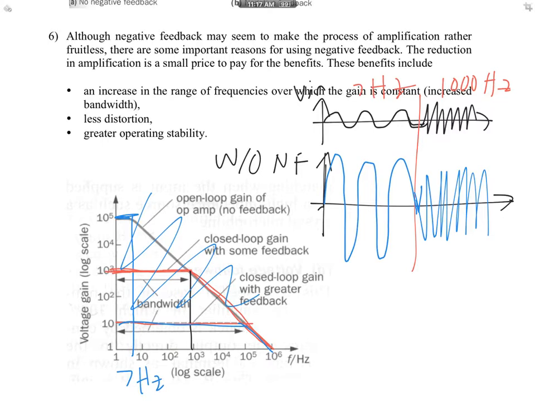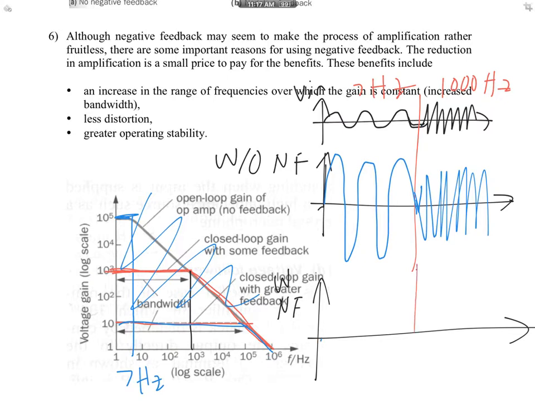But let's say you had negative feedback, and let's say we manage to reduce the gain to 1000. So we're following this red curve. At 7 Hertz, it is also amplified by 1000. At 1000 Hertz, it is also amplified by 1000. Can you see that? Which means the entire graph here will be amplified by the same amount, which is 1000. Correct?